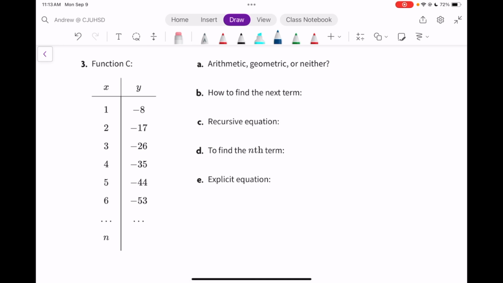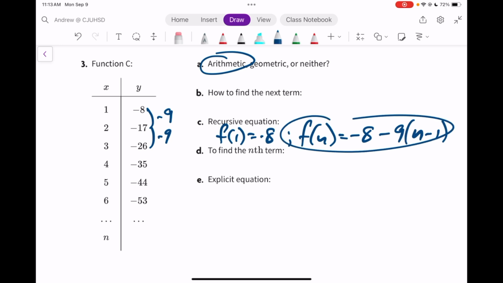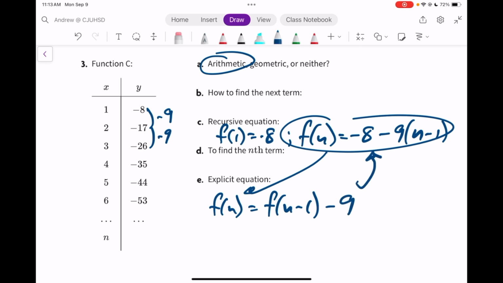Function C is arithmetic. You're going down by 9 every time. The recursive starts at -8, and f of n is the first number, and then the common difference times n minus 1. Oops, that is explicit. Sorry about that. So on the explicit, I'll do the recursive. The recursive would be f of n is the previous minus 9. Now we'll go back up here.